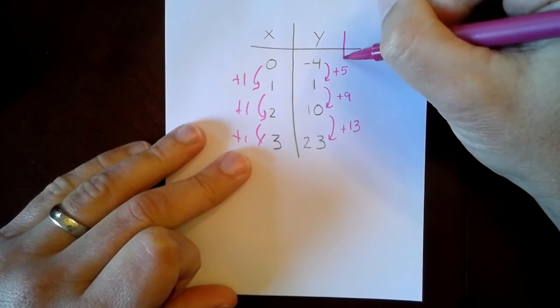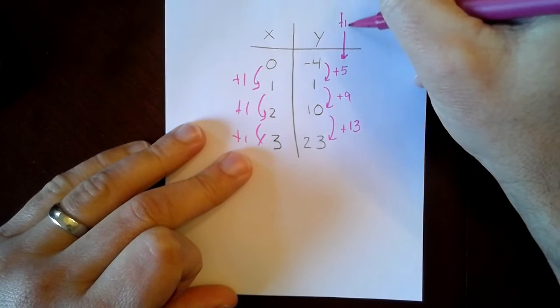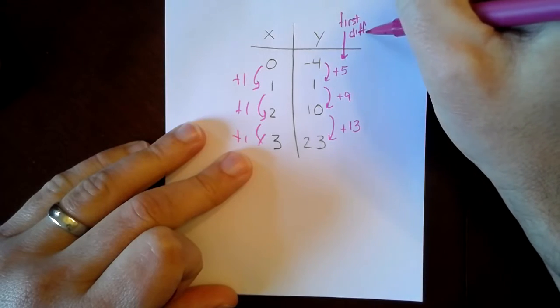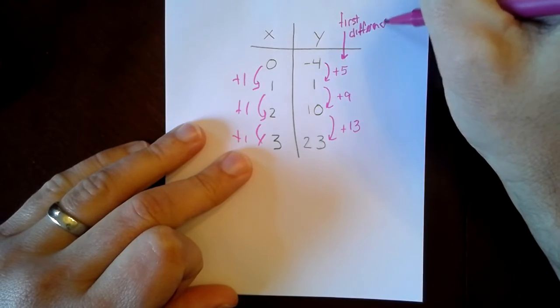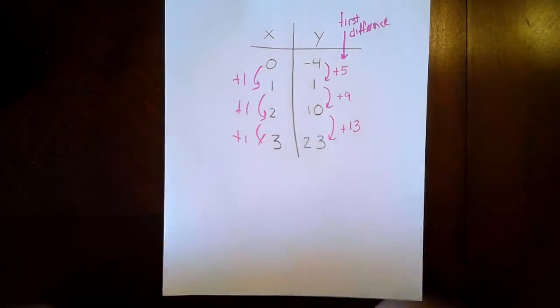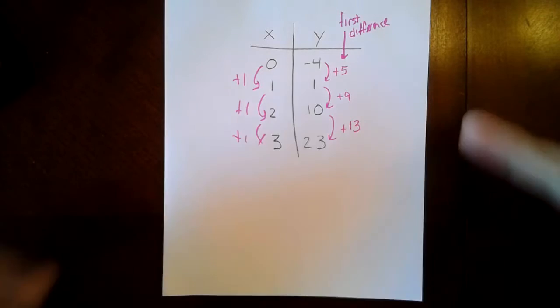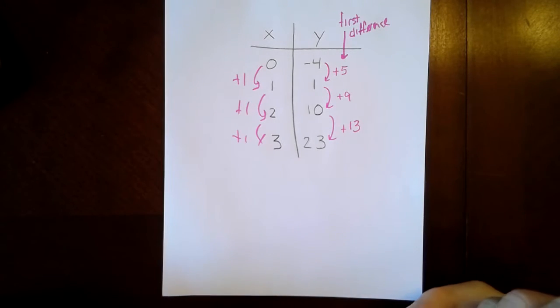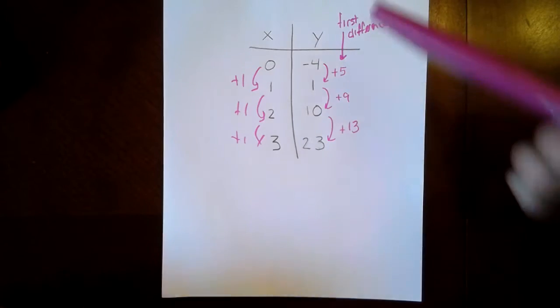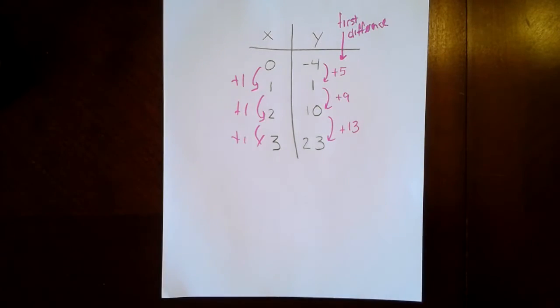Okay, this right here is called the first difference. In a linear function, the first difference is always the same. That's the constant rate. This first difference is not the same. It's a 5 and then a 9 and then a 13. They're different.